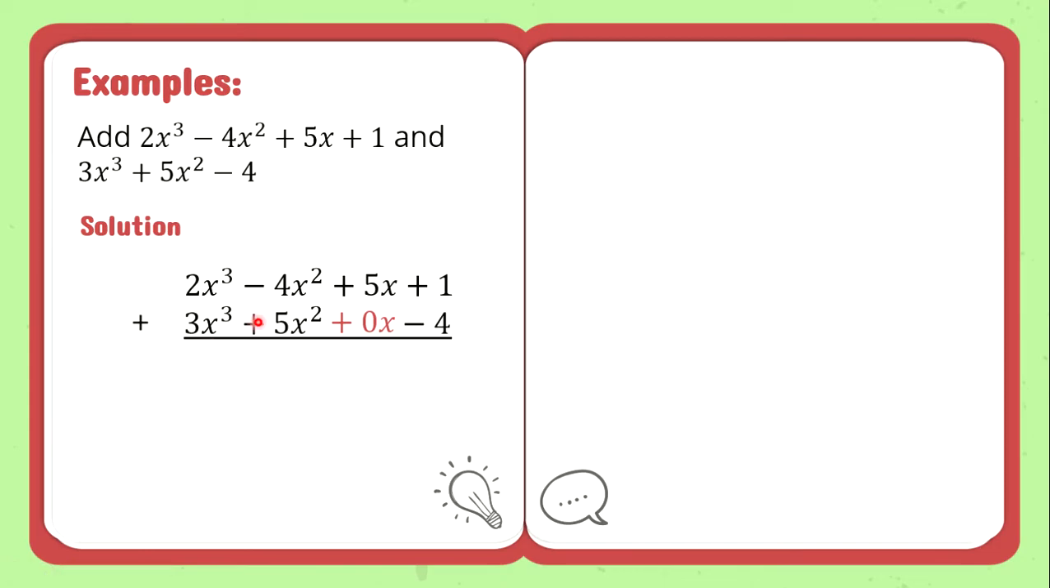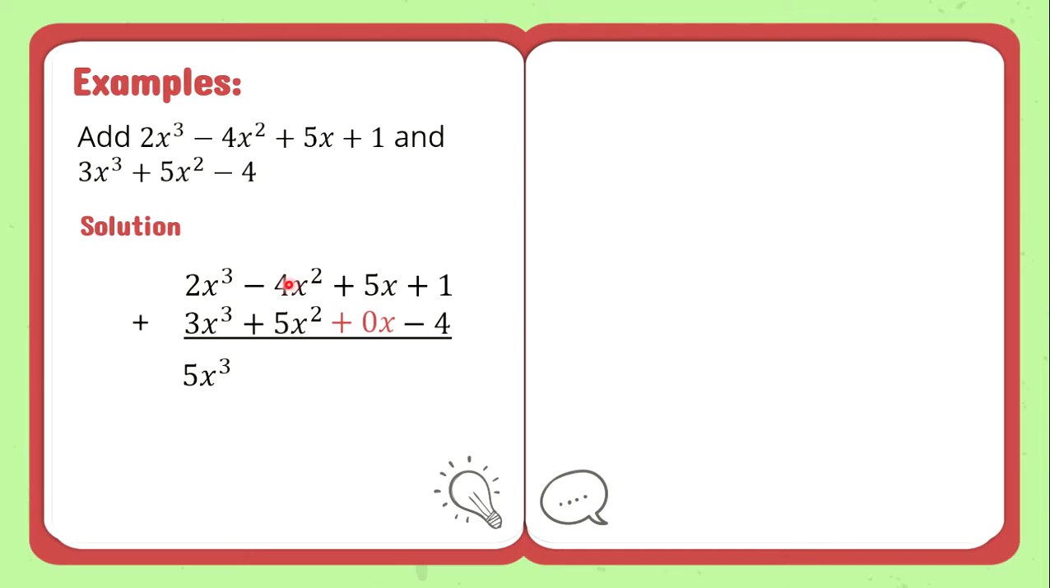So now, since it's aligned already and it's complete, we can now add the given polynomials. 2x cubed plus 3x cubed: in adding, we just need to add their numerical coefficients, or the constants 2 and 3, and the sum of that is 5. And the literal coefficient, which is x cubed, since they are the same, we just need to copy it. So it became 5x cubed.